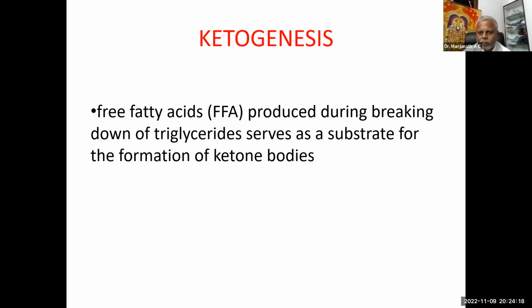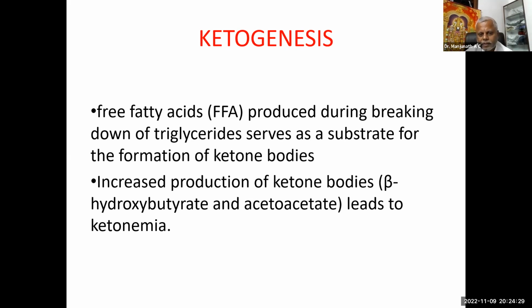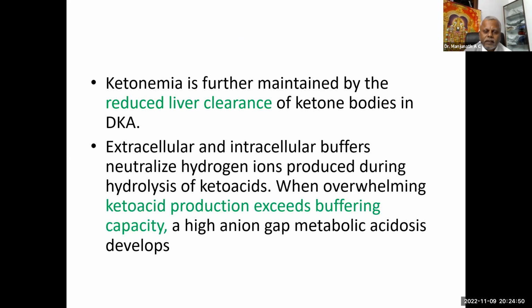And the ketogenesis results from the free fatty acids that are produced during breaking down of triglycerides. These are the raw materials for the production of ketone bodies. The increased production of ketone bodies, mainly beta hydroxybutyrate and acetoacetic acid, leads to increased ketone body levels, that's ketonemia. The ketonemia is further maintained by reduced liver clearance. There is already increased production and the clearance is also decreased. Both of these lead to increased ketone body levels in the blood.